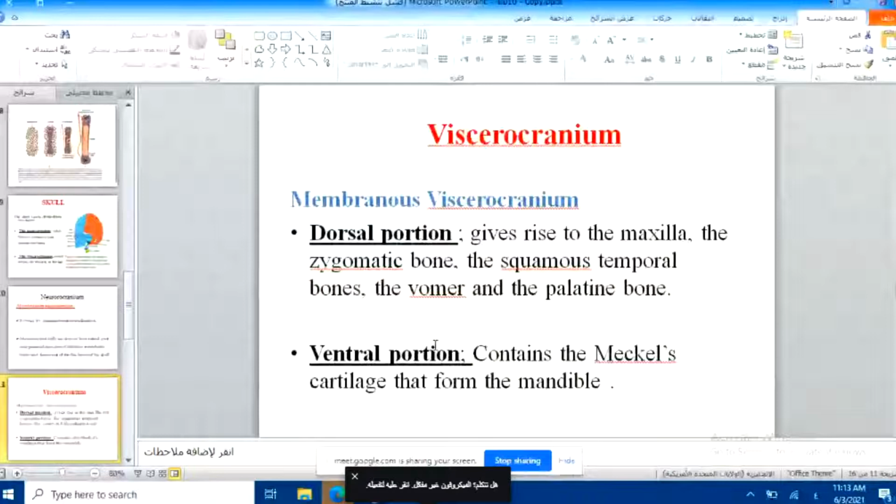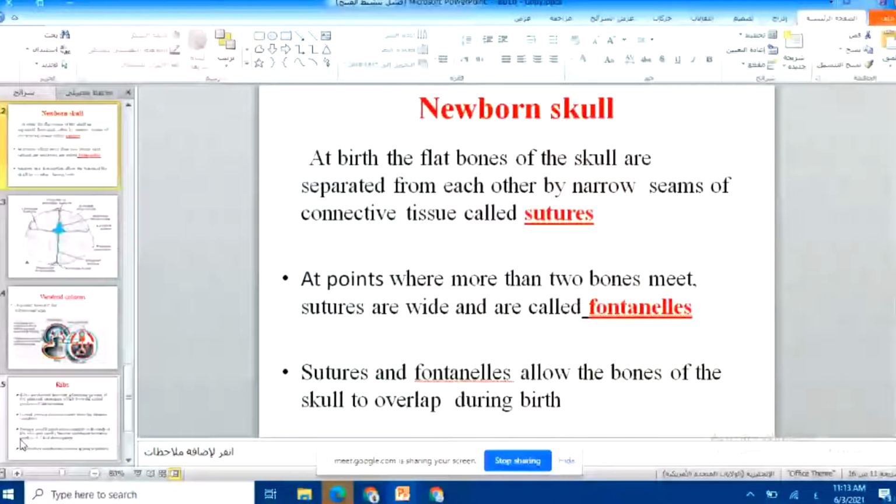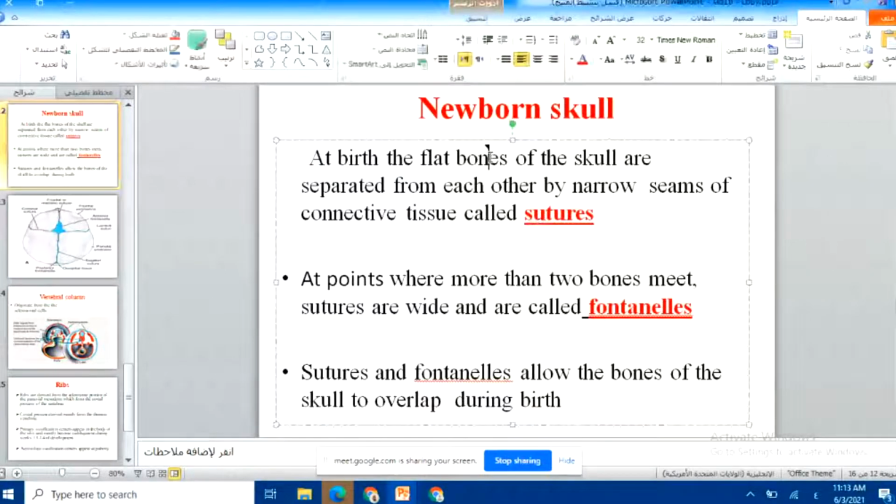Okay? So we said before that the newborn skull is somehow different from the adult skull. At birth, the flat bones of the skull have separation between them, and this separation is filled with narrow seams of connective tissue. These spaces between the flat bones that are filled with connective tissue, we call sutures.